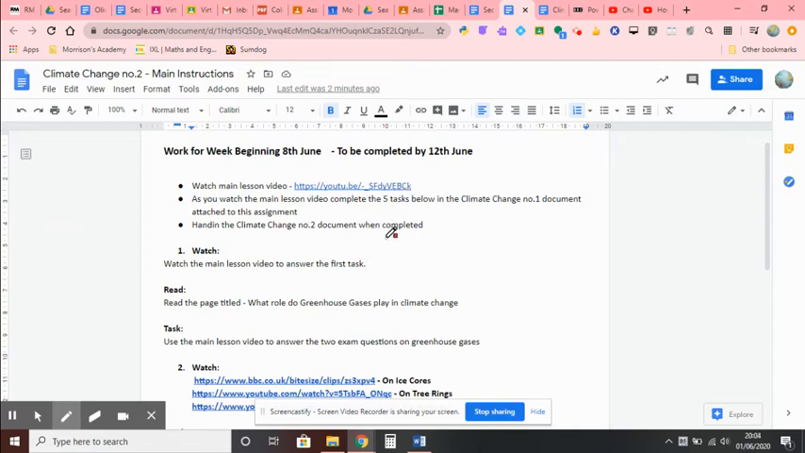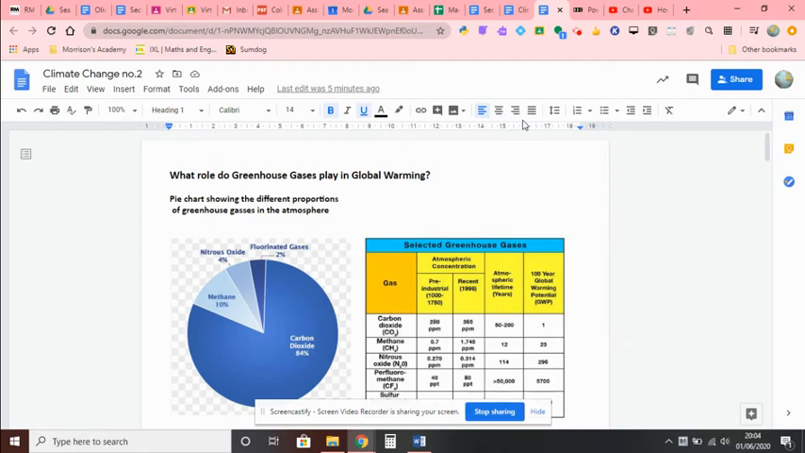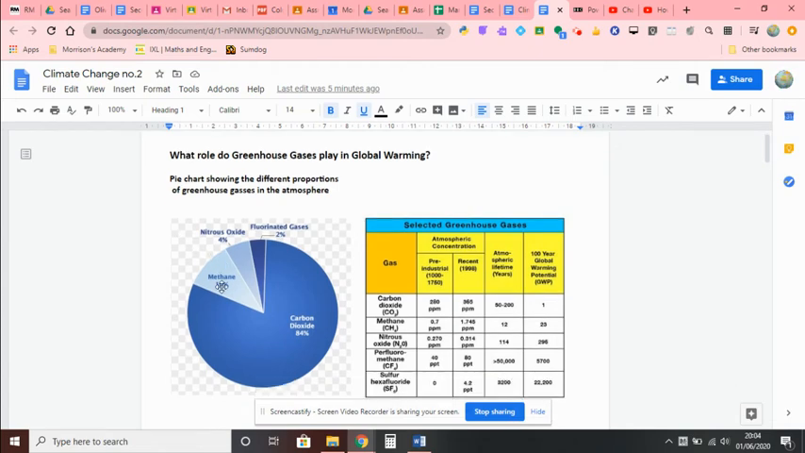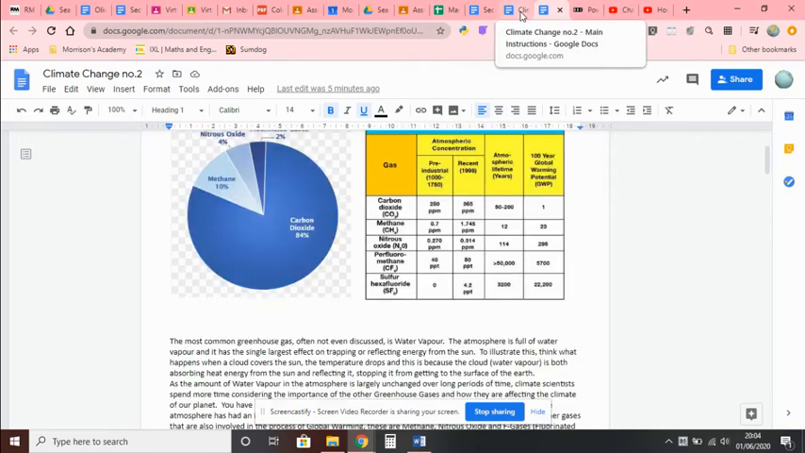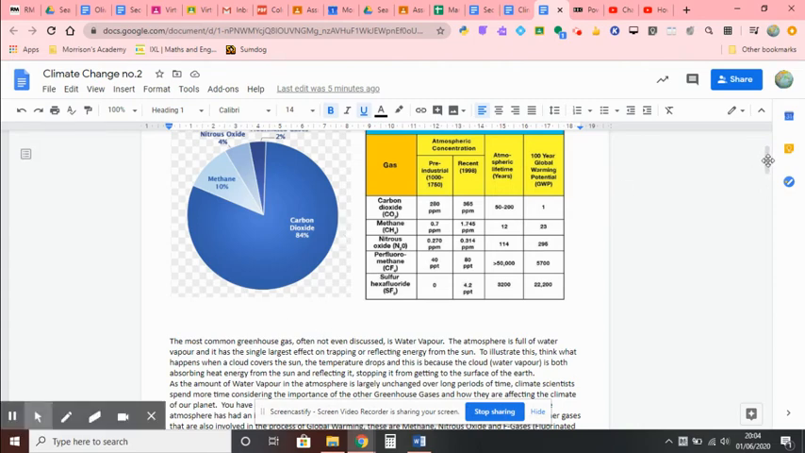The first part of today's lesson video will actually help you deal with this first task, number 1. The other thing you need to have opened is this document here, which is called Climate Change Number 2. And that's where I want to start today, okay? So the first thing you should do is scroll down this page and read what is on this page. Then you're going to be asked to answer the questions at the bottom of this page, okay? Let me just show you what those questions are.